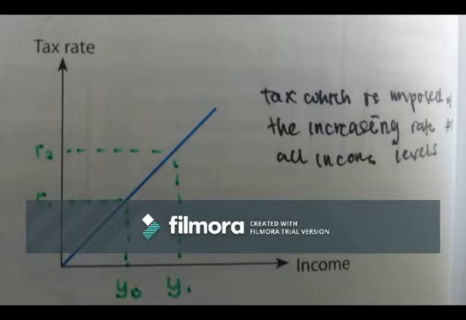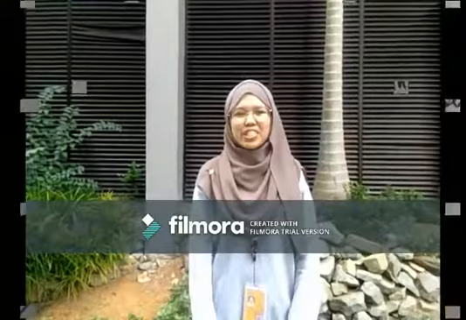When our income is at Y0, the tax rate will be at R1. If our income increases to Y1, the rate also increases to R2. That means the rate of tax increases as income increases, or the higher income group pays more tax than the lower income group.